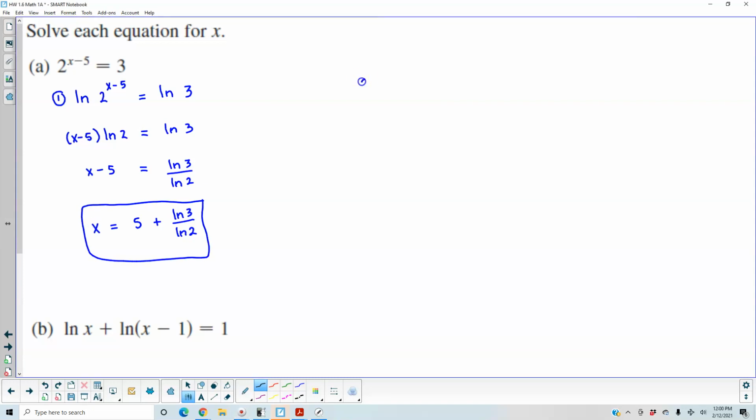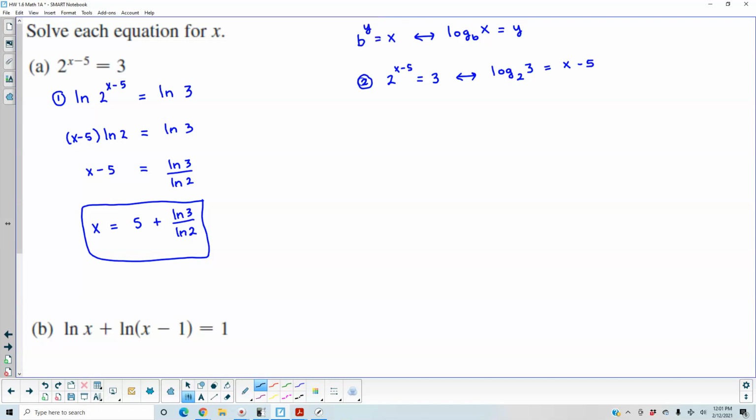Now there's another way that we can solve this. Recall that exponential form, if the base is b and has an exponent of y and it's equal to x, can also be written in the form of the log of base b of x, which is equal to y. So if we look at our problem, 2 to the x minus 5, which is equal to 3, we can rewrite this as the log of base 2 of 3, which is equal to x minus 5.